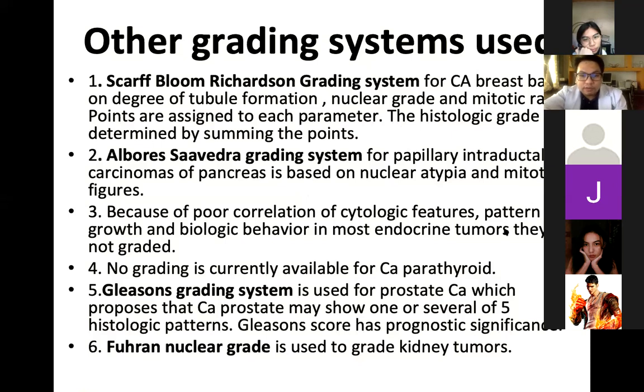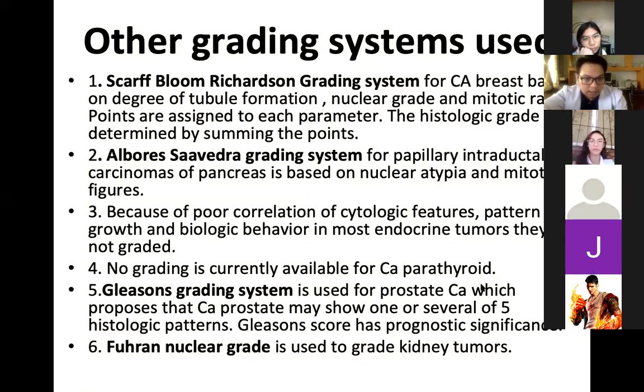Okay? For correlation for cytologic features, wala pa masyado. For parathyroid carcinoma, walang grading system, wala pang grading system available. And for prostate carcinoma, we have the Gleason's grading system. Okay? And for the kidney tumors, we have Fuhrman nuclear grade.